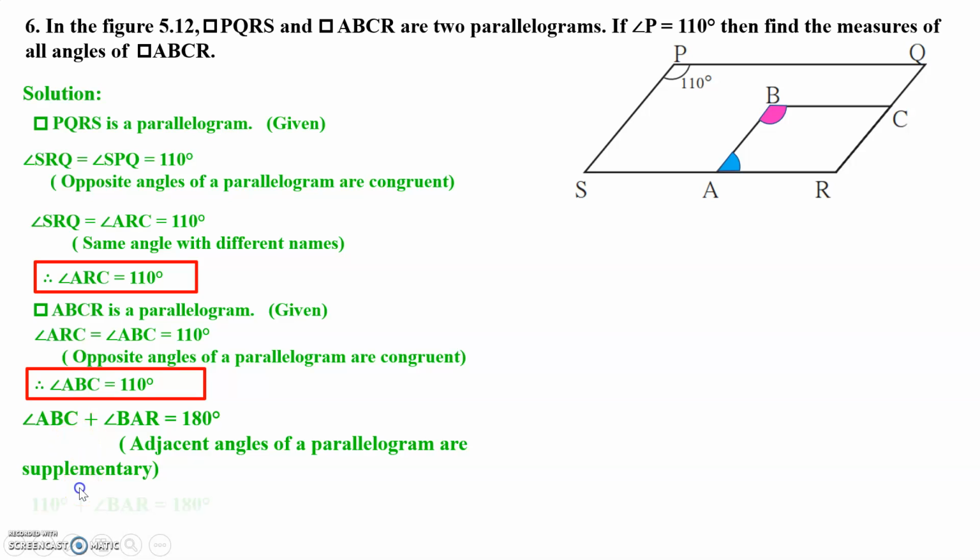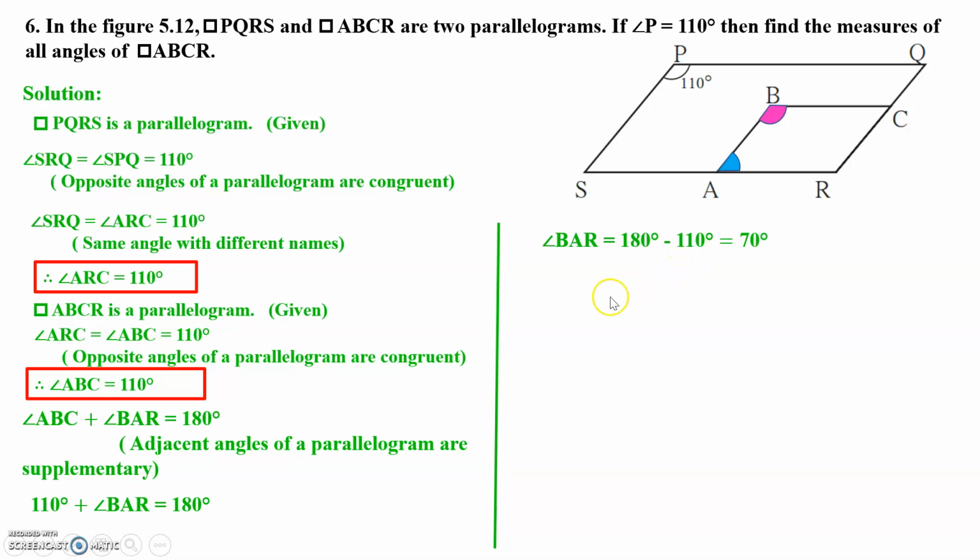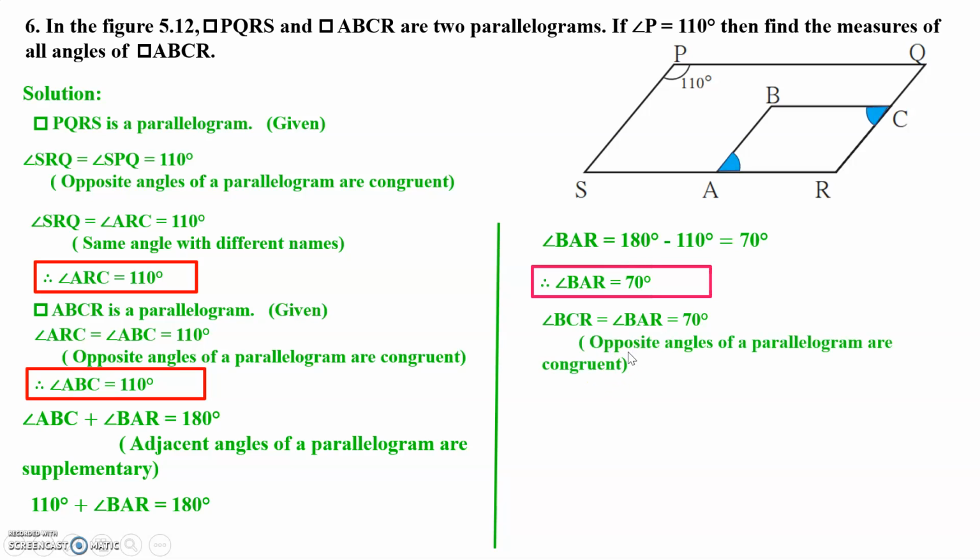Let us substitute the values. We'll write 110 plus angle BAR is equal to 180 degrees. Therefore, BAR is equal to 180 minus 110 equal to 70 degrees. So I get angle BAR is equal to 70 degrees. Now I have got this angle. Now I am left with only angle C. But I know the relation between this angle and angle C. Angle BCR is equal to angle BAR equal to 70 degrees. Why? Because they are opposite angles of a parallelogram, again congruent. So I can say that angle BCR is 70 degrees.